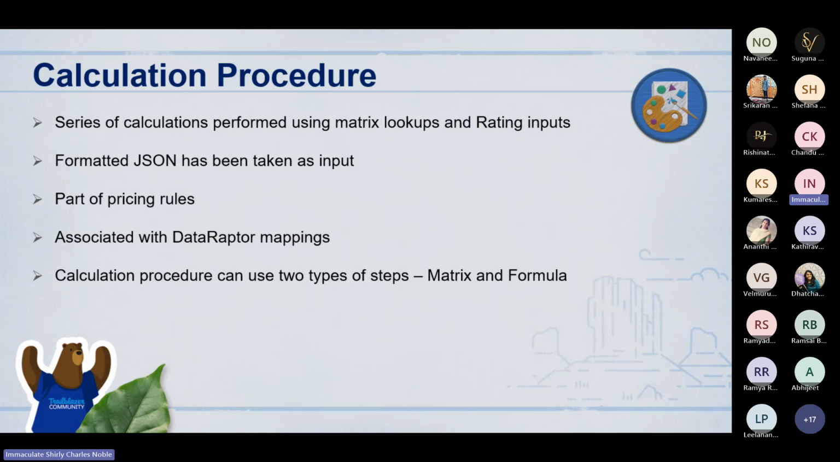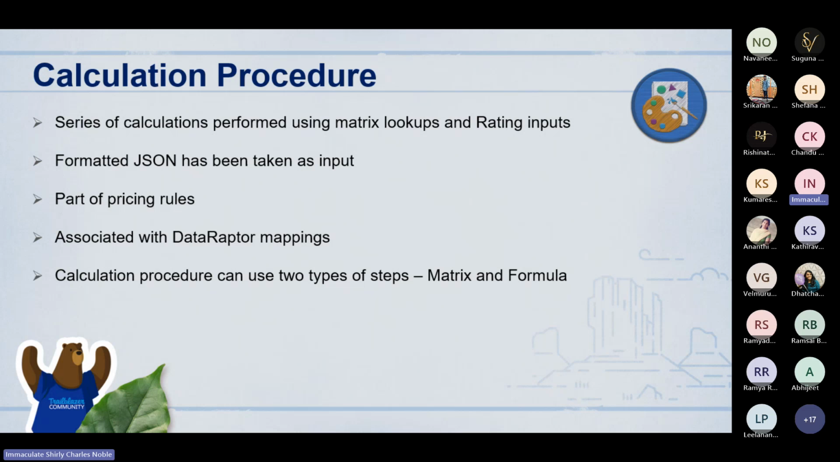So you can calculate step by step, and it is a part of the pricing book. So it will decide how much the amount will be, and it will display the output. And we can also associate the data raptor mapping. So the output of the data raptor will be given as an input to our calculation procedure.